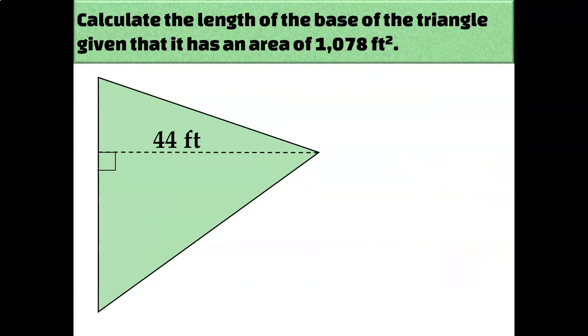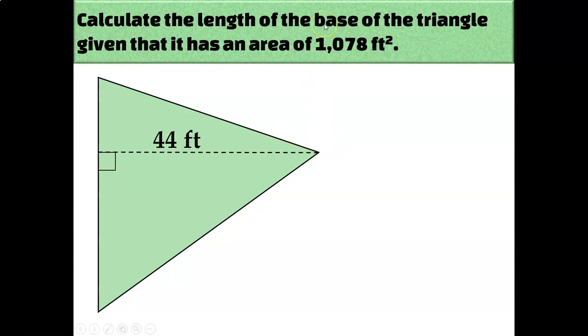Our last few examples turn it around. Instead of me asking for the area or the perimeter, I'm going to ask you for a different part of the shape. For example, if I want you to calculate the length of the base, given that this triangle has an area of 1,078 square feet, and that it's got this measurement right here of 44, well, what's the base?